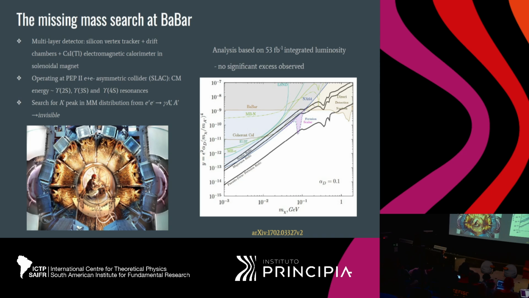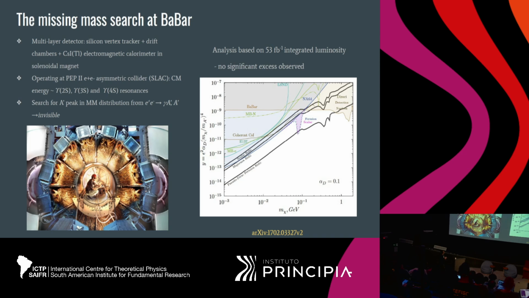So this was an experiment that was not optimized to search for dark photon. Actually, it was optimized for the physics of the beauty quarks, so mesons with beauty quarks, the Υ. In fact, the energy in the center of mass was that of these resonances here that are made of beauty quarks, which is of order of 10 GeV. But still, this was a very good experiment to search for dark photon.